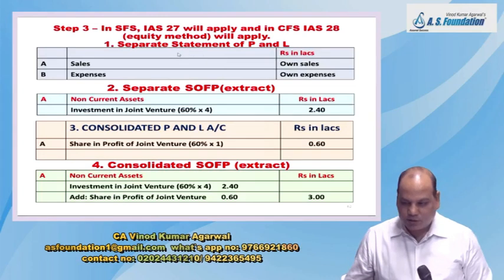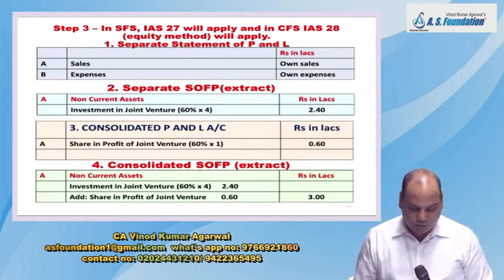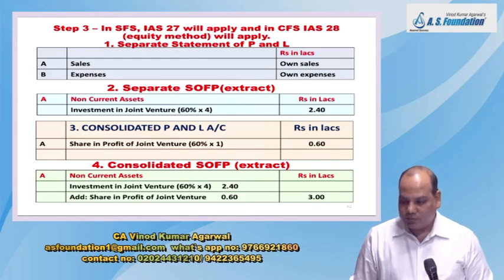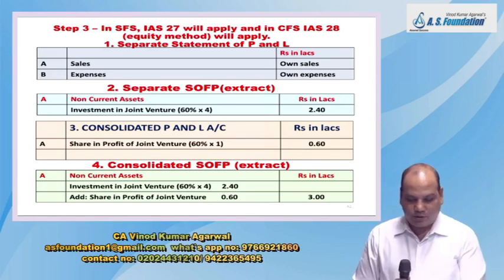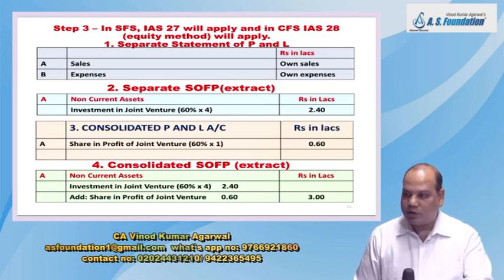Now we'll come to the answer part. We have to answer how ASF Limited will present in separate financial statement and consolidated financial statement. So in separate financial statement, IS 27 will apply. Do we need to add our share in revenue and expense? No. This will not be added. That is for joint operation. That is not for joint venture.